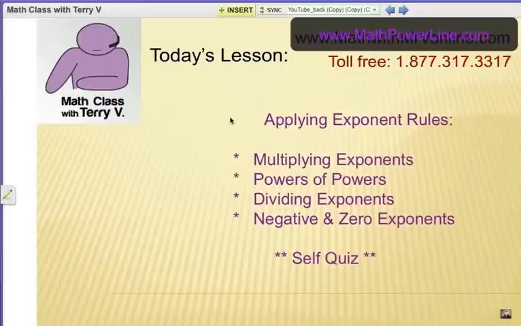This is continuing on a video series about applying exponent rules. We've done multiplying of exponents, and now we're going to do powers of powers. Eventually we'll get through some of this other material and we'll end up with a self-quiz. So let's look at today's problem set.